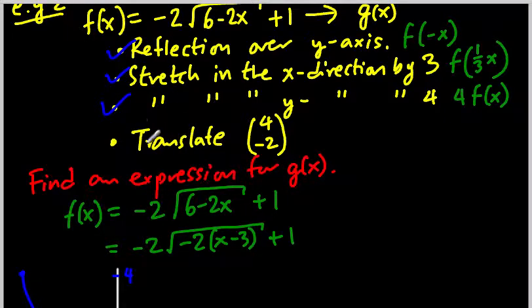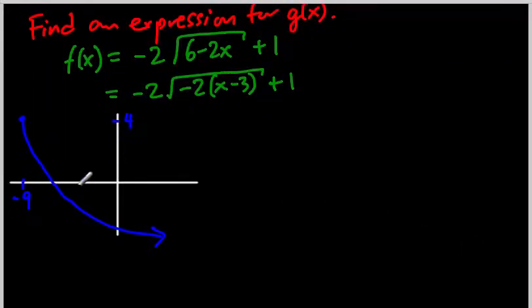So we've taken care of that. And now translate 4 to the right and 2 down. So if I move this 4 to the right, it'll become -5, because -9 plus 4 is -5. So let's just say it's -5. And it says 2 down, so it'll become -2. Oh, no, it'll become +2 because, oops, it'll become +2 because 4 minus 2 is 2.